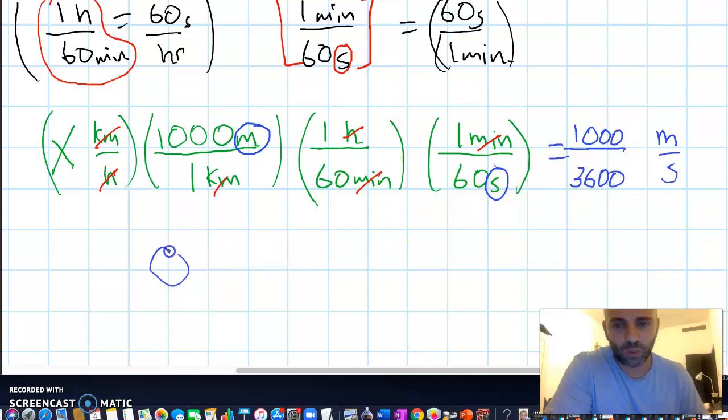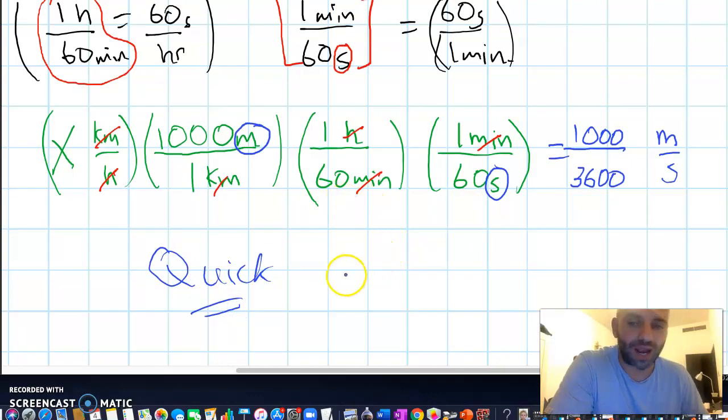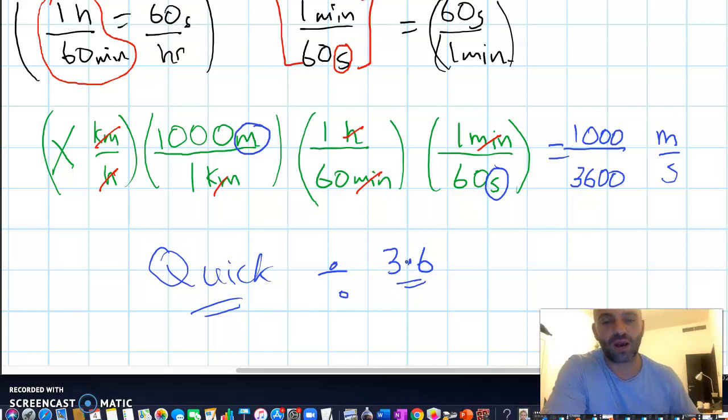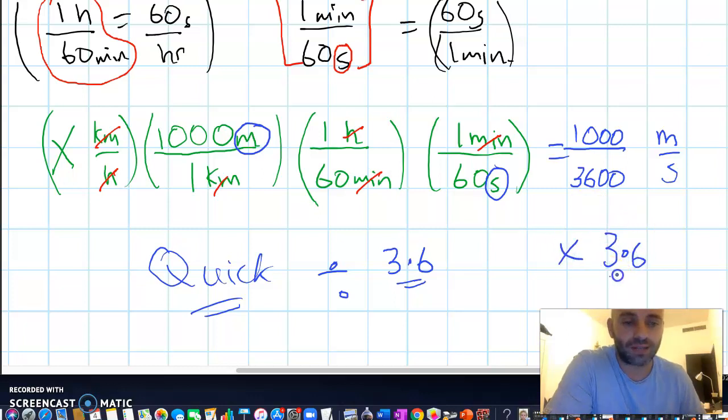So the quick way, if you're going from kilometers per hour to meters per second, is to divide your answer by 1,000 divided by 3,600. So you divide your answer by 3.6. Okay, that's the quick way, but you should get used to using the units first. And of course, if you're going the other way around, from meters per second to kilometers per hour, then you multiply by 3.6. That sorts out the number for you, but you need to know how to work the conversion factors for the units. Okay.